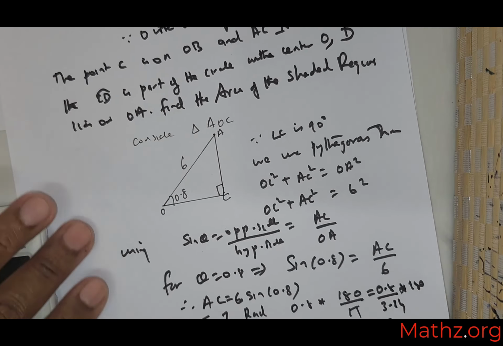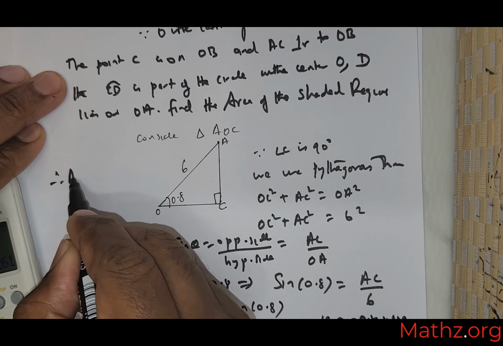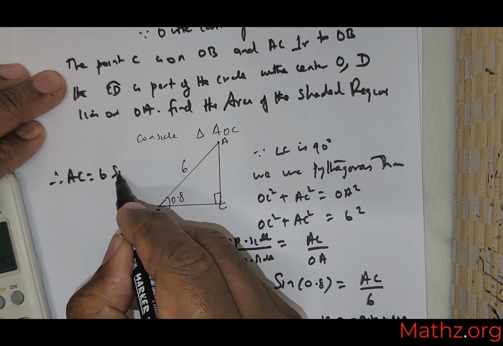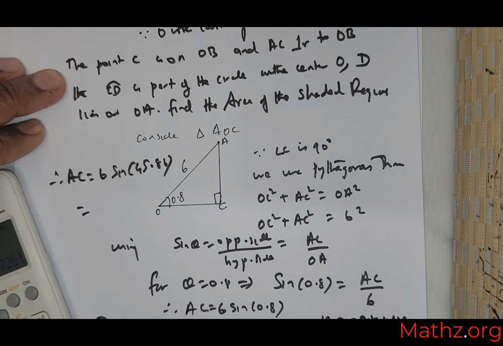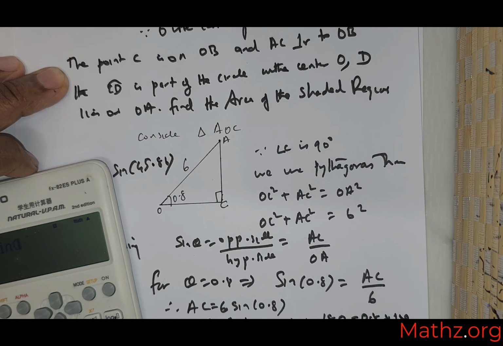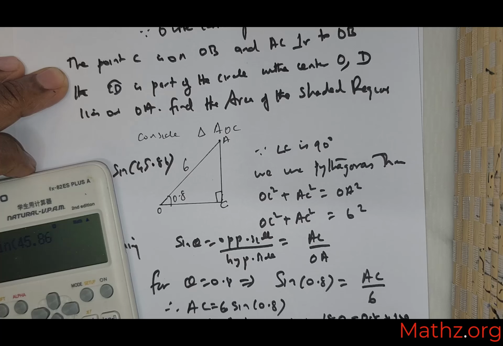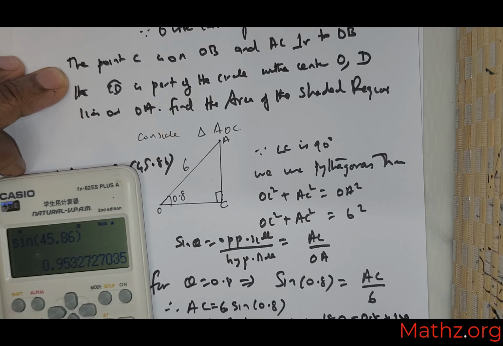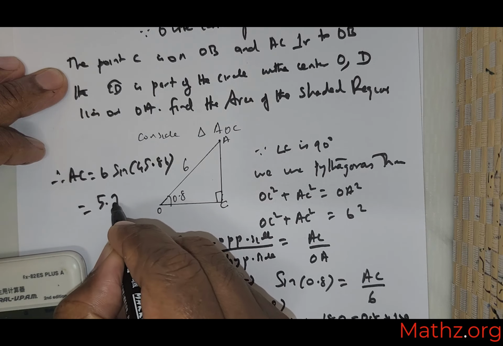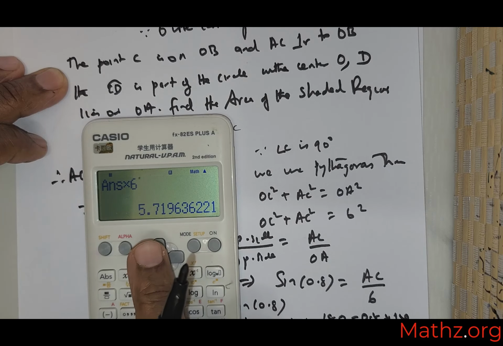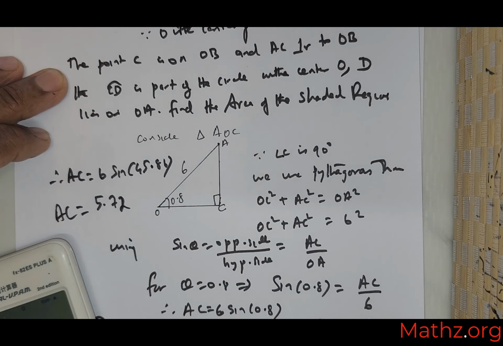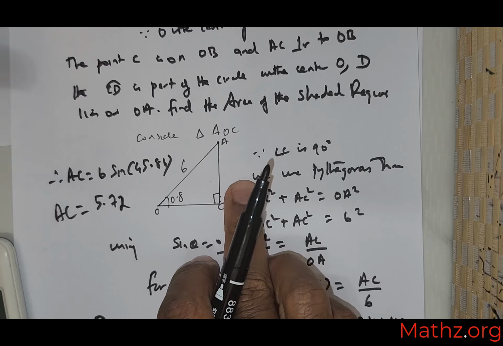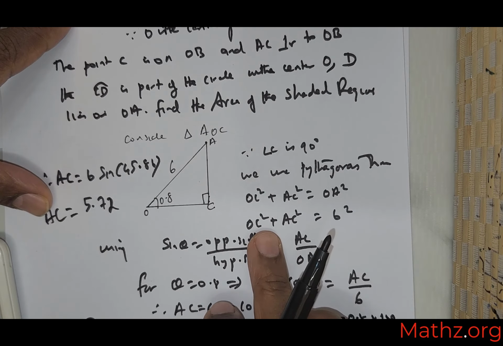So what do I have here? I've got AC. So AC is equal to 6 times sine of 45.86 degrees. So let me find that out. Sine of 45.86, and to this you multiply by 6. So what do I get? 5.7196. So it's going to be 5.72. So AC is 5.72. Now having got AC, I can extract OC from here.